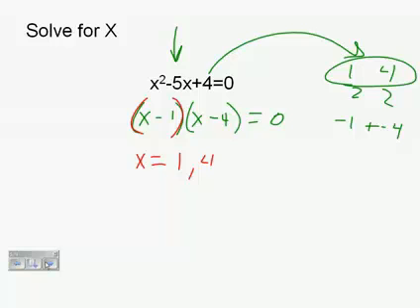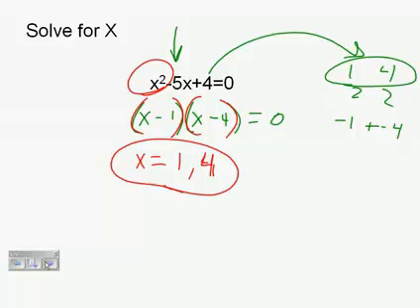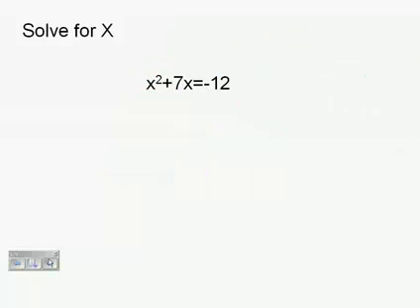Because right here, x minus 1, how do I get that 0? Well, if I put a 1 in for x, it's going to be 1 minus 1, which is 0. And then here, x minus 4, if I plug a 4 in for x, I have 4 minus 4, which is 0. Good. So x is 1 and 4, both positives. Notice I have 2 answers. Notice right here, exponent of 2, that means I have 2 answers. In this scenario, 1 and 4.